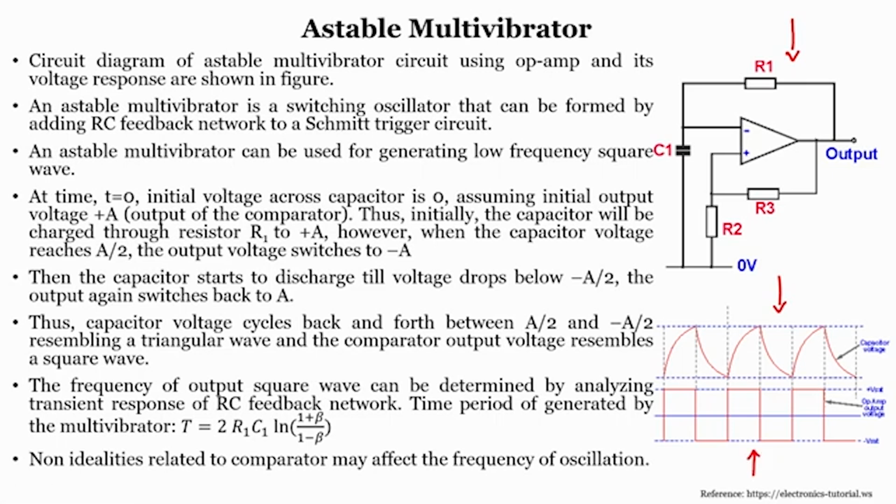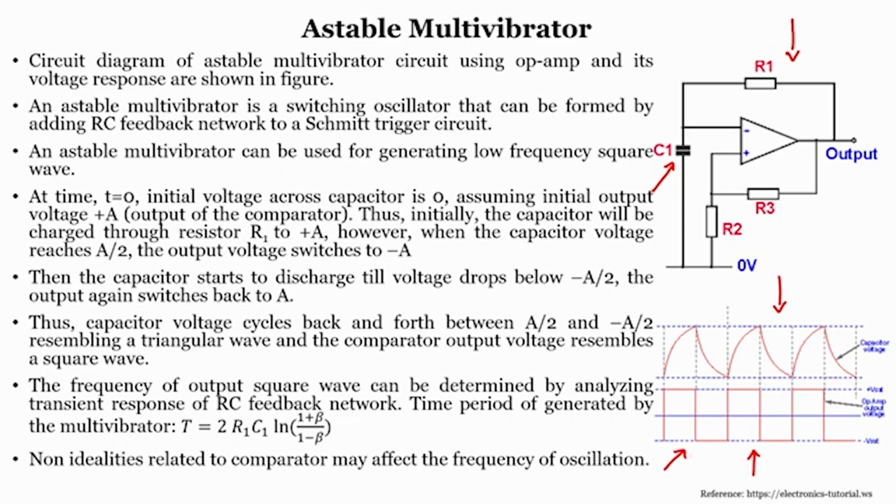The circuit diagram for an astable multivibrator using an op amp and its voltage response are shown here. An astable multivibrator is a switching oscillator that can be formed by adding R and C as a feedback network to the Schmitt trigger. An astable multivibrator can be used for generating low frequency square waves. You can see here that you can generate low frequency square waves.